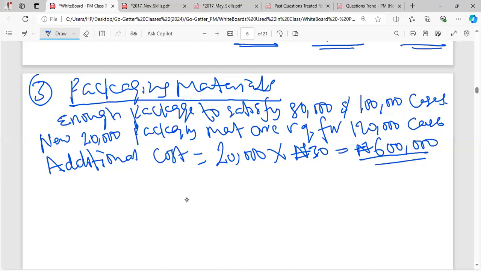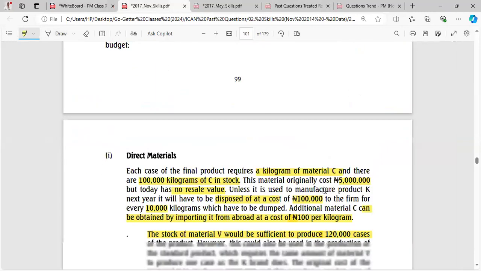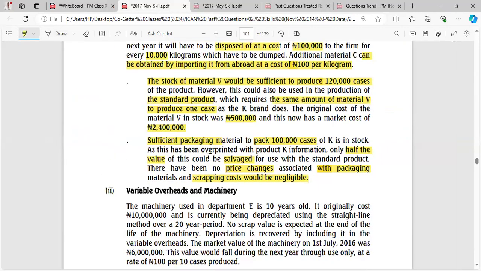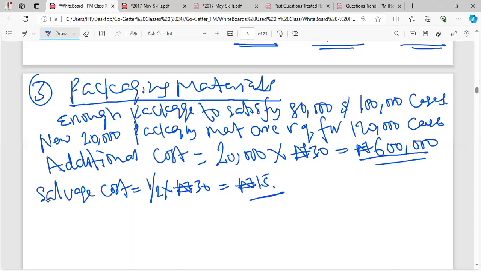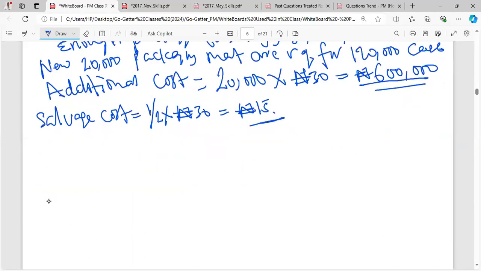Now, they said because of the overprinting, half the value could be salvaged. Now, they said salvage cost is half times 30 naira, which is 15 naira. So now look at what we will do now. This is going to be 80,000. This is going to be 100,000. And this is going to be 120,000.